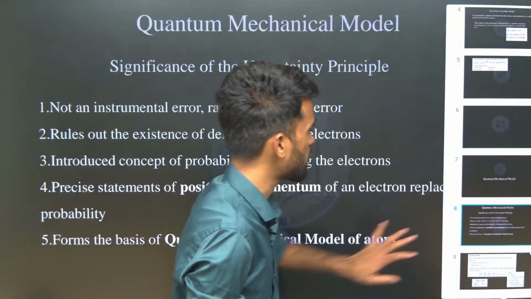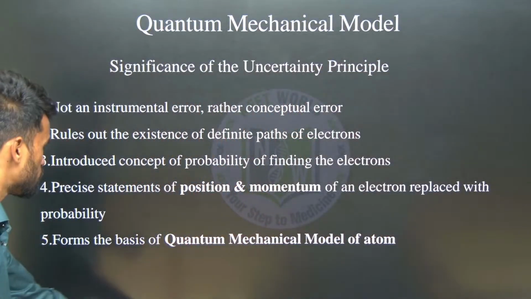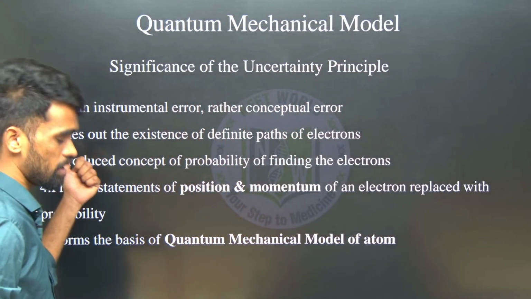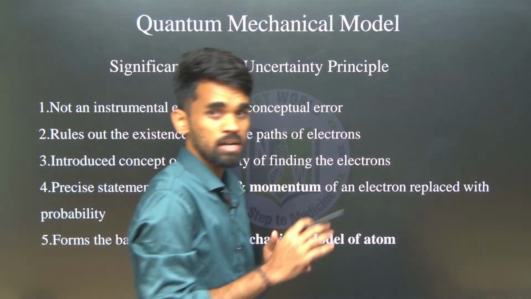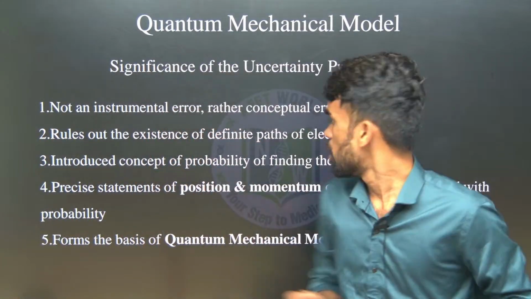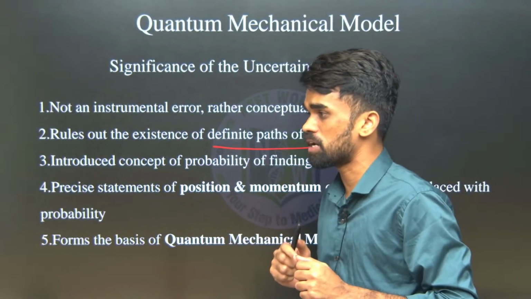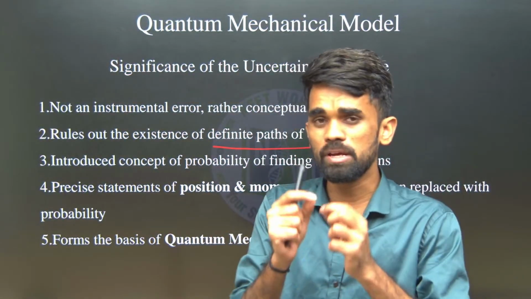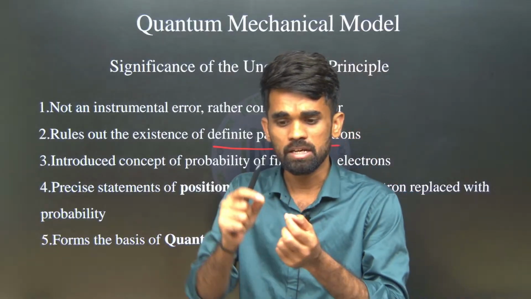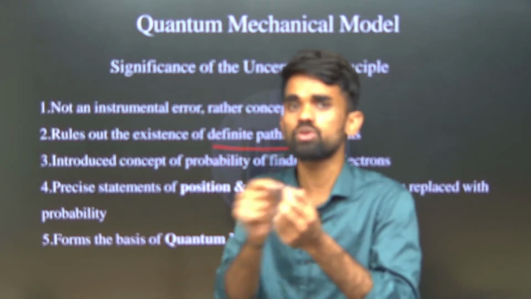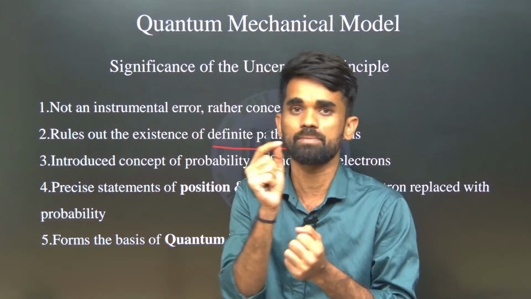What is the significance of the uncertainty principle? This uncertainty principle rules out the definite path of the electrons. In Bohr's atomic model we studied that electrons revolve around the nucleus in defined circular paths.